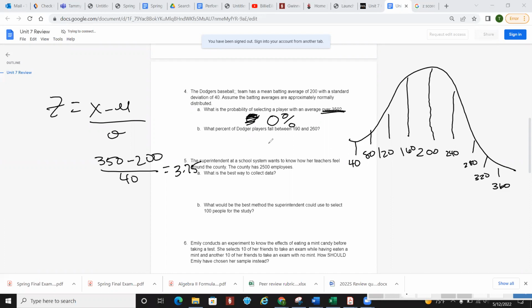Okay, what's the percent of Dodger players that fall between 190 and 260? So what you're going to do for this is find the z-score for each of these, then go to the z-chart, and then subtract those numbers. So the first thing I want you to do is find the z-score for both of these, and then we'll go over how to find them from the z-table.